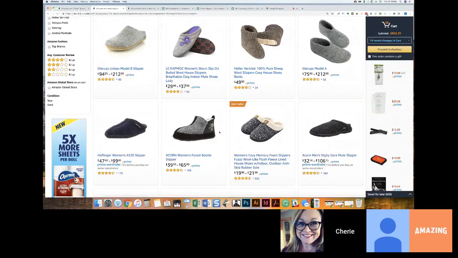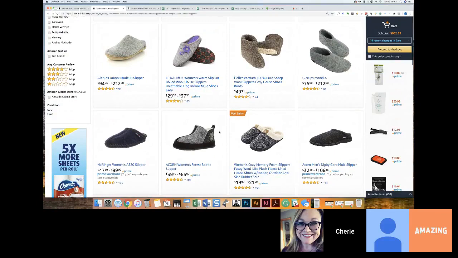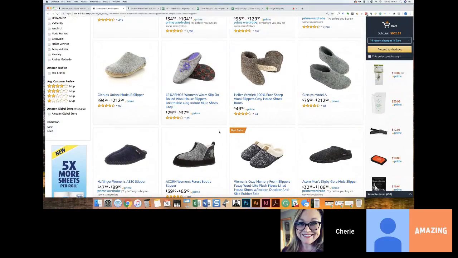So I spend a lot of time on that. As I start to look through this more, I start to say, okay, there's really an issue here. If I'm looking at this, these Glare Ups here in the middle and these Heller Vertrieb, if you do a little more research, these are more European. This is more of a European type look. It's a more sophisticated look.